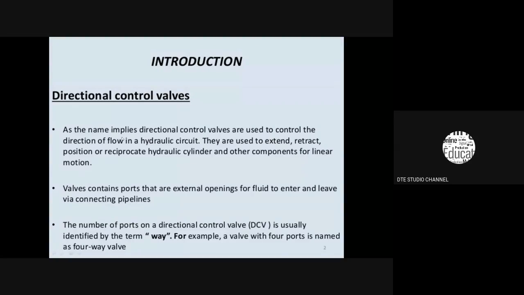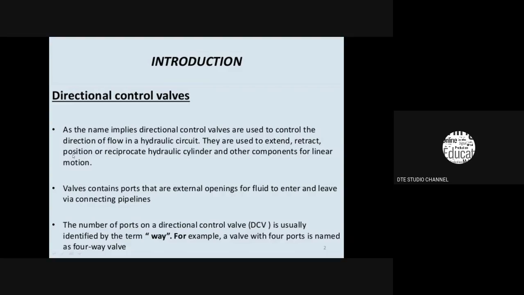Direction control valves, as the name implies, are used to control the direction of flow in a hydraulic circuit. Direction of flow can be reversed. For extension of a cylinder, fluid has to enter one end of the cylinder, and for retraction, fluid has to enter at the other end of the cylinder. By this, the direction of flow of fluid can be changed. They are used to extend and retract. Extend means the forward movement of the piston in the hydraulic cylinder. Retraction means the return stroke of the hydraulic cylinder.